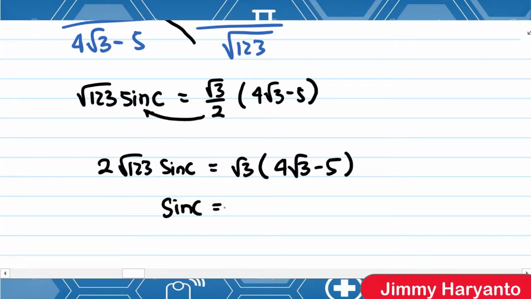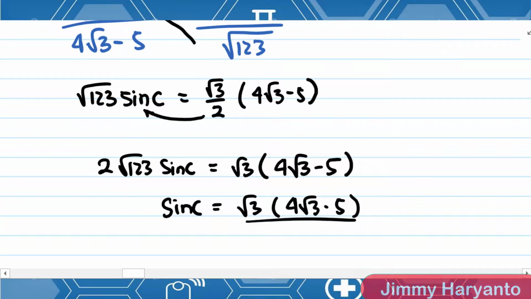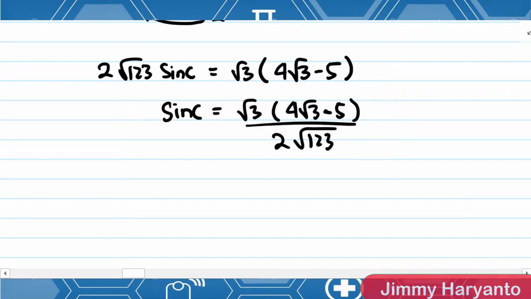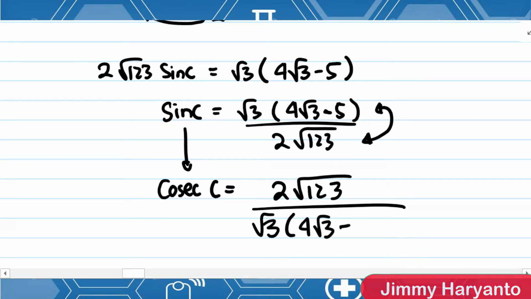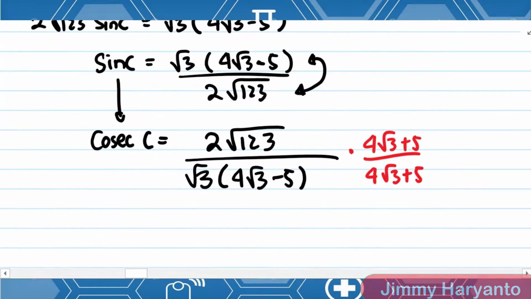So sine C will be square root of 3 times 4 square root of 3 minus 5 over 2 square root of 123. I will leave it like this also, and then I will directly find the cosecant. Cosecant means the reciprocal of sine, so you only have to flip it. 2 square root of 123 over square root of 3 times 4 square root of 3 minus 5. After that, you can multiply by 4 square root of 3 plus 5 to rationalize the denominator, just like that.